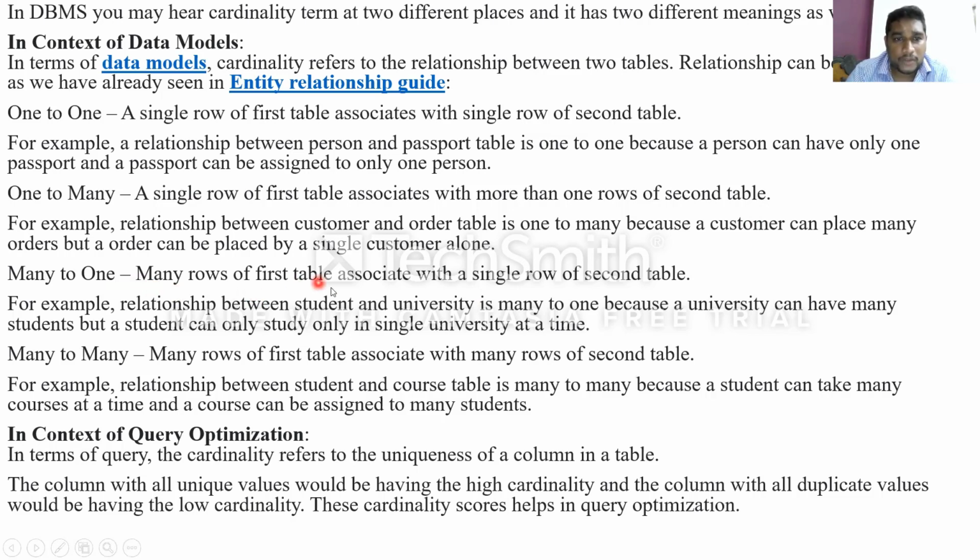Many to one means many rows of the first table are associated with a single row of the second table. See, this is the example. Consider a student relation and a university relation. Many students come under a single university. And the last one is the many-to-many relation. Many rows of the first table associate with many rows of the second table. That is, in any organization, many students opt for either PG, UG, or diploma. So many students are opting for many branches. So this is the concept of mapping the levels.